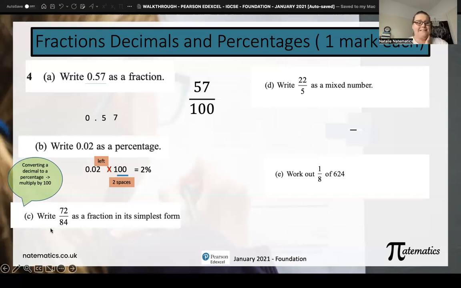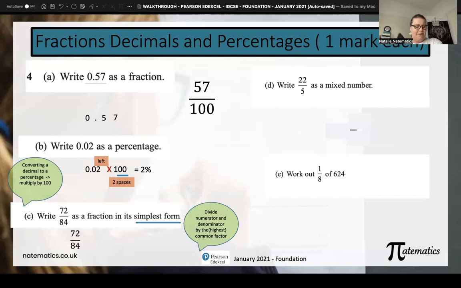All right, next one, part C is write 72 over 84 as a fraction. You're like, well, it's already a fraction, but it needs to be in its simplest form. Now, for this particular exam, for IGCSE, you have a calculator. So what you can do is simply put it in the calculator, 72 over 84 using the fraction button. And you will see straight away it gives you an answer of 6 over 7.